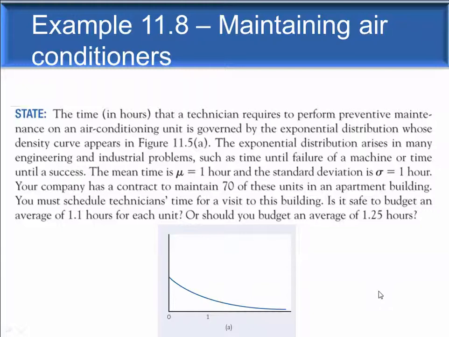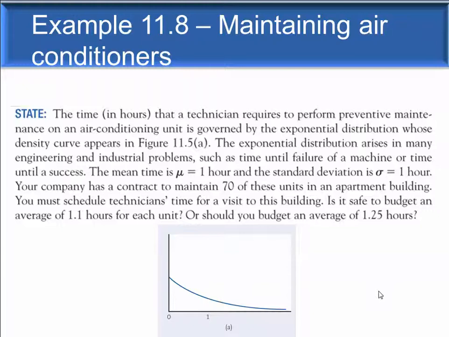To continue with the problem, our company has a contract to maintain 70 of these units in an apartment building, and we have to schedule technicians' time for a visit to this building. Is it safe to budget an average of 1.1 hours for each unit, or should we budget an average of 1.25 hours per unit? We know that the average time to repair is 1 hour for all air conditioners that exist in the world, but we also know that there's fluctuation of up to an hour.